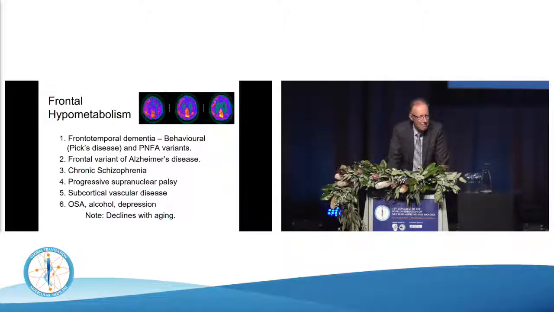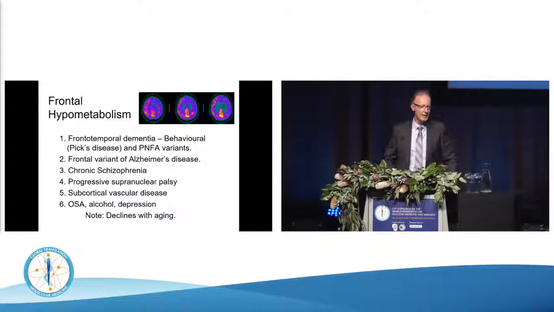The PNFA variant of frontotemporal dementia. It's a mouthful. It stands for primary non-fluent aphasia. These are people that present with a language problem. They're struggling to get their words out. They have trouble naming things. However, they can repeat sentences, and other areas of cognition aren't too bad. And that's often a tau-related form of frontotemporal dementia that predominantly affects the dorsal part of the left frontal lobe. I'll show you a bit more on that later.